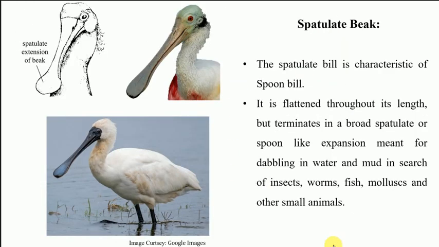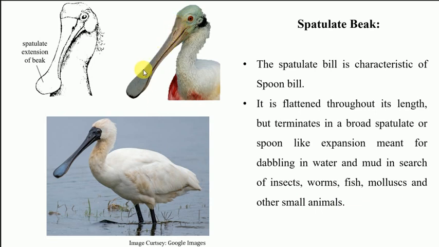The next one is the spatulate beak. It is known as a spatulate beak because it looks like a spatula or a spoon. The spatulate kind of bill is a characteristic feature of the birds commonly known as spoonbills. The beak is flattened throughout its length, but it terminates in a broad spatulate or spoon-like expansion, which is meant for dabbing into the water and mud in search of insects, worms, fishes, mollusks and other smaller animals hiding under the water or in the mud.